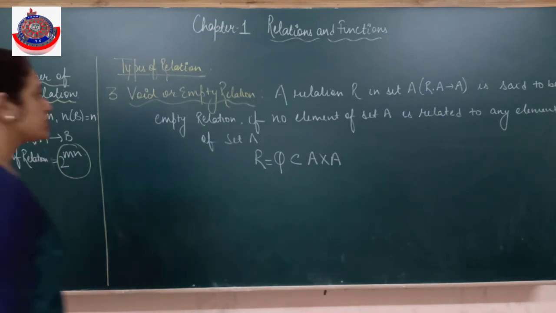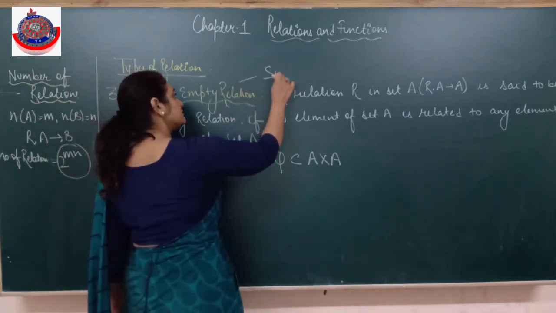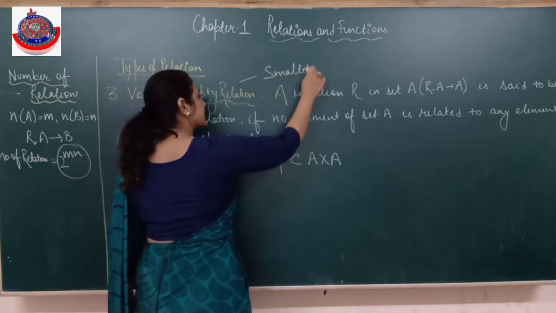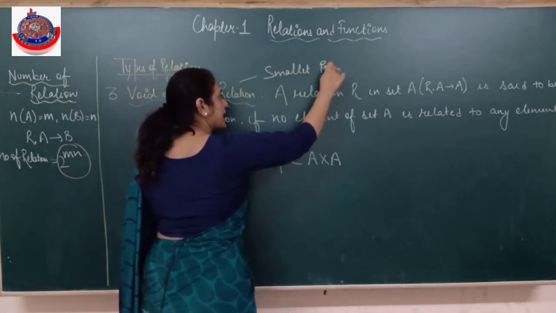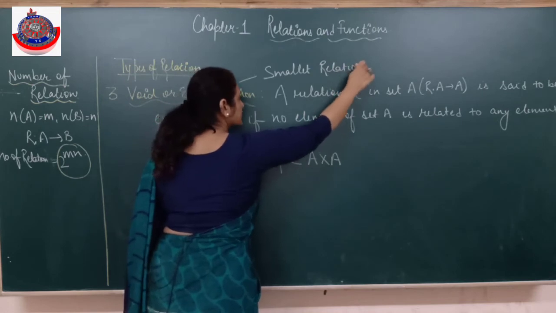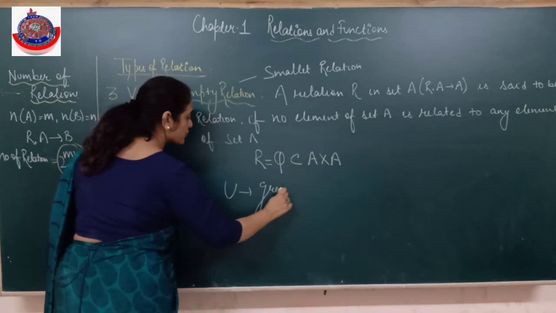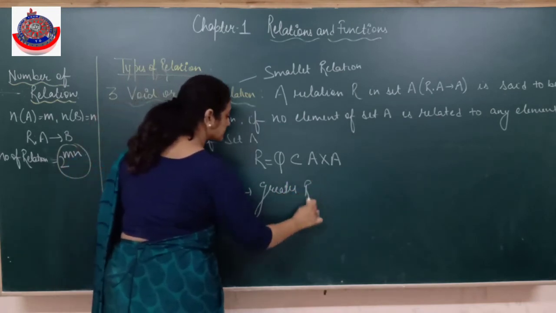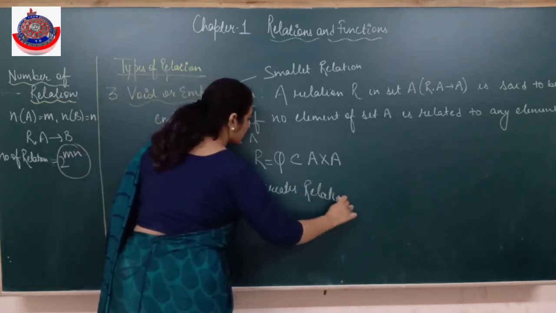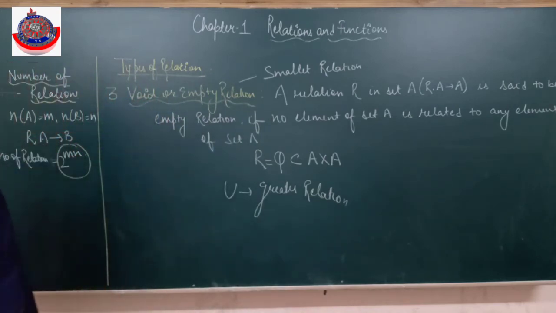So this void relation is called the smallest relation between two sets, and the universal relation is called the greatest relation between two sets. Is this clear? The void set is called the smallest relation and the universal set is called the greatest relation between two sets. Alright, clear to everyone? Now the next one we have.